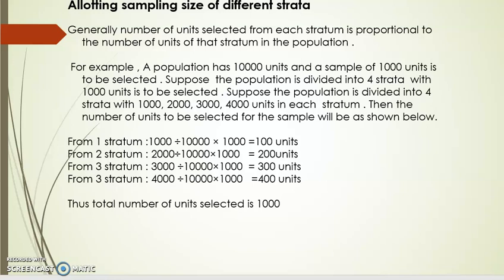Then the number of units to be selected for the sample from the first stratum is 1000 divided by 10,000 into 1000, which is equal to 100 units, and from the second stratum 2000 divided by 10,000 into 1000 is equal to 200 units, and from the third stratum 3000 divided by 10,000 into 1000 is equal to 300 units, and from the fourth stratum 4000 divided by 10,000 into 1000 is equal to 400 units. The total number of units selected is 1000.